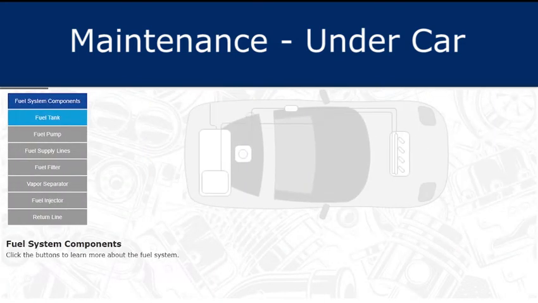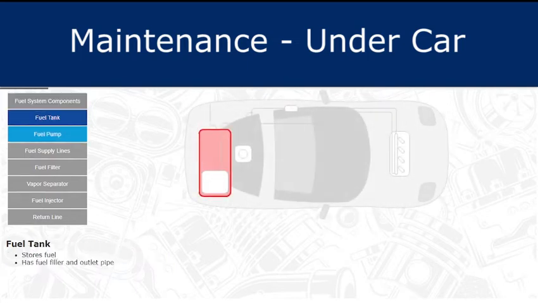Each fuel system component plays a vital role in transporting fuel from the tank to the engine. Click each tab to learn more. When finished, select Next to continue. The fuel tank holds fuel. It has a fuel filler pipe and an outlet pipe.